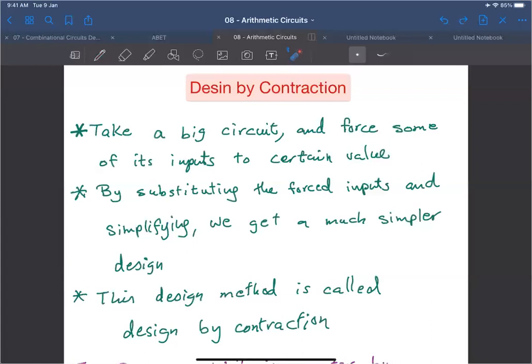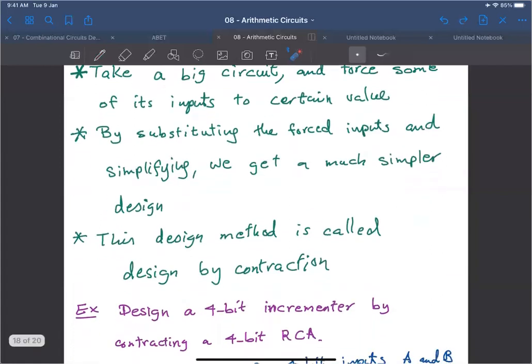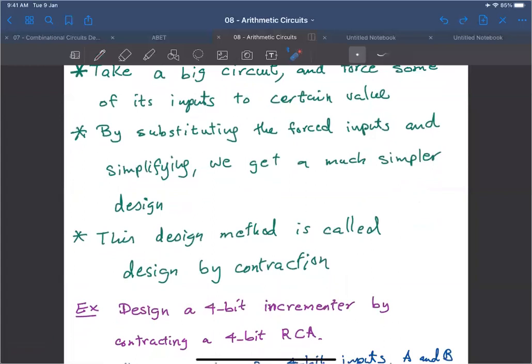The technique is extremely simple. It's based on simplifying the circuit by forcing the input to a certain value. So you have a big circuit and you want to force some of the inputs to a certain value, and then you see what the resulting equivalent simplified circuit is. This is called design by contraction because you are contracting the design, or the number of gates in the design. So let's take an example. We would like to design a 4-bit incrementer that increments by 1, of course, by contracting a 4-bit ripple carry adder.